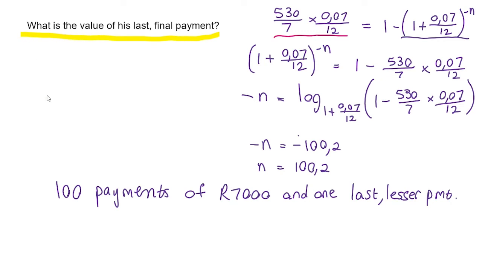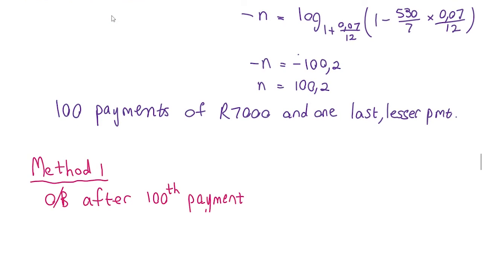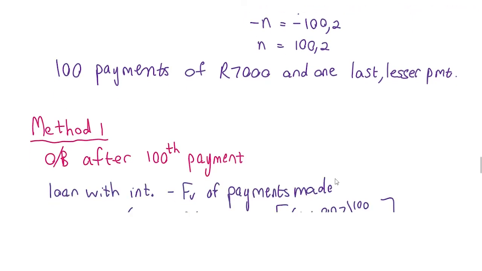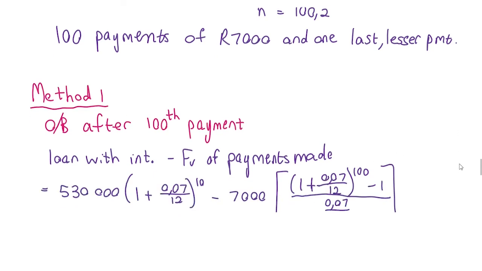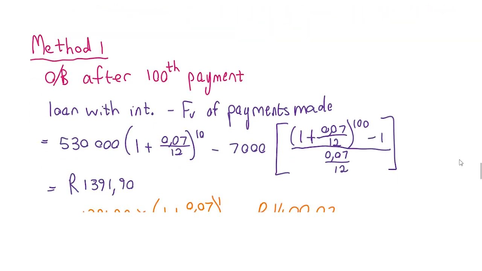I'm going to show you two methods of working this out. Not surprisingly, they generate exactly the same answer. Let's have a look at both of them. The first method is to work out the outstanding balance after the 100th payment. I've done the calculation here. Remember that the outstanding balance is loan with interest minus the future value of the payments that have been made. And where we get to is 1,391 Rand and 90 cents. That's the outstanding balance after his last full payment.